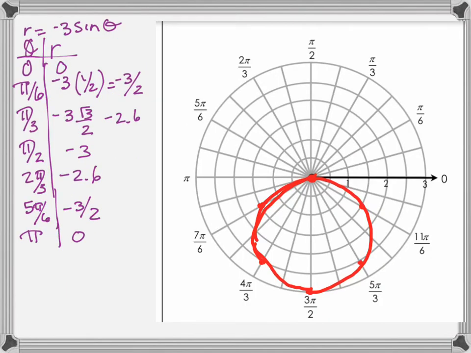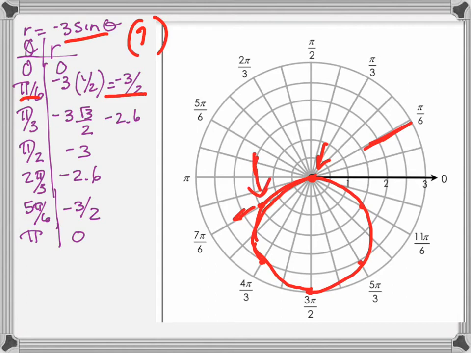Okay guys, this is how number 7 should look. r is -3 sine theta. So you figure out your points. It started at 0, 0, so there's that point. And at pi over 6, it was -3 halves, -1.5. So here's pi over 6, but I have to go backwards. So I'm on 7 pi over 6 actually, and I'm going backwards 1.5. So there was my point right there.